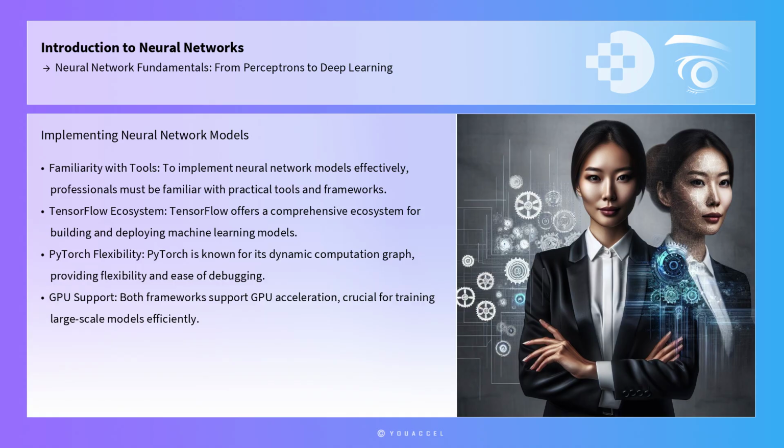PyTorch, developed by Facebook's AI Research Lab, is known for its dynamic computation graph, which provides flexibility and ease of debugging, making it a favorite among researchers and industry practitioners alike. Both frameworks support GPU acceleration, which is crucial for training large-scale models efficiently.